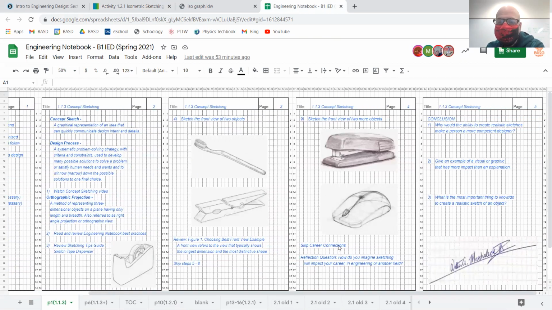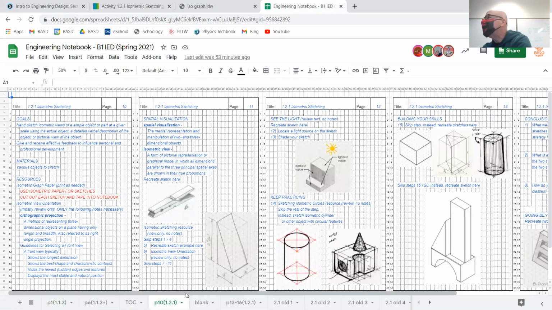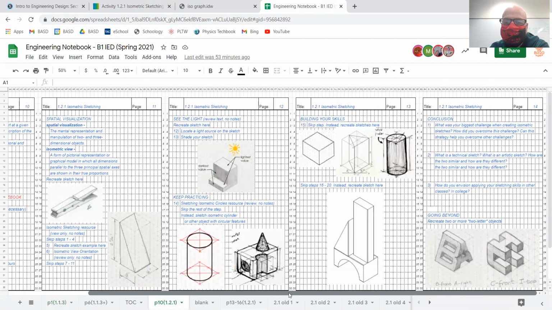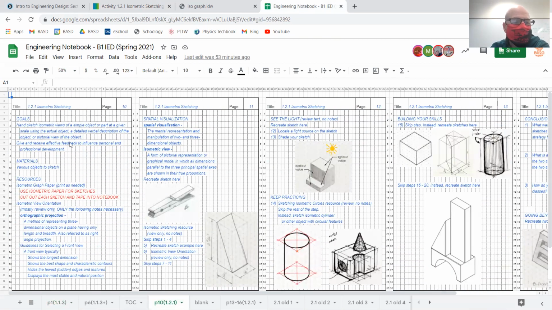And then finally, after all these sketches, you get to, oh my gosh, that's the wrong assignment. Let's go back. You see what happens? So this is the assignment, isometric sketching. And this one also has 5 pages of notes and sketches. The first page looks like entirely notes. The second page, or half of it, looks like notes. And then sketches.